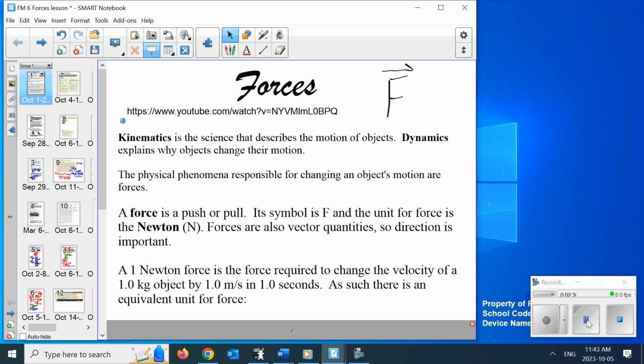We'll talk through this next point, but jot it down. The second point: a 1 Newton force is the force required to change the velocity of a 1 kilogram object by 1 meter per second in 1 second. That's 1 meter per second squared. That's the acceleration. As such, there's an equivalent unit for force, and I'm going to show it to you, but I'm first going to talk to you about 1 kilogram.